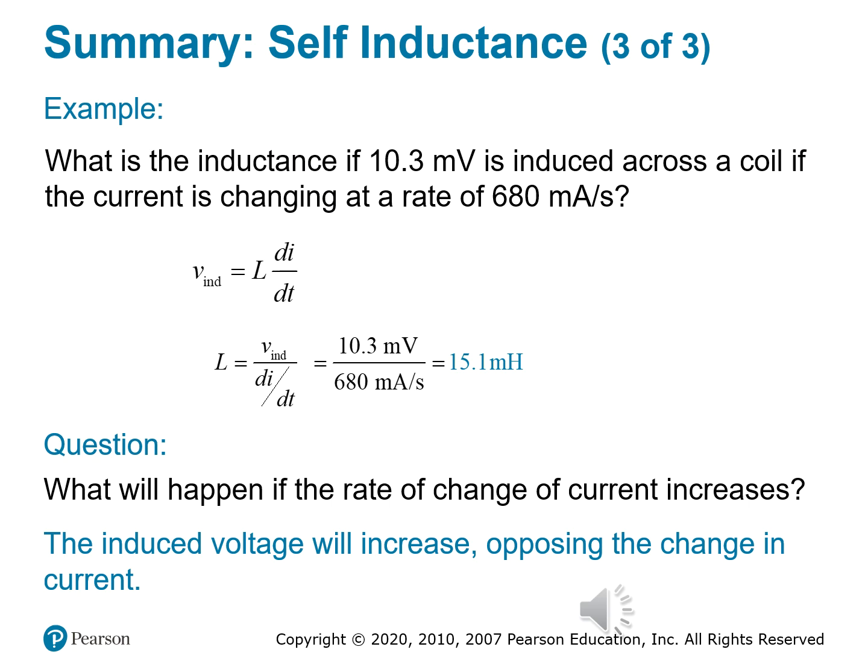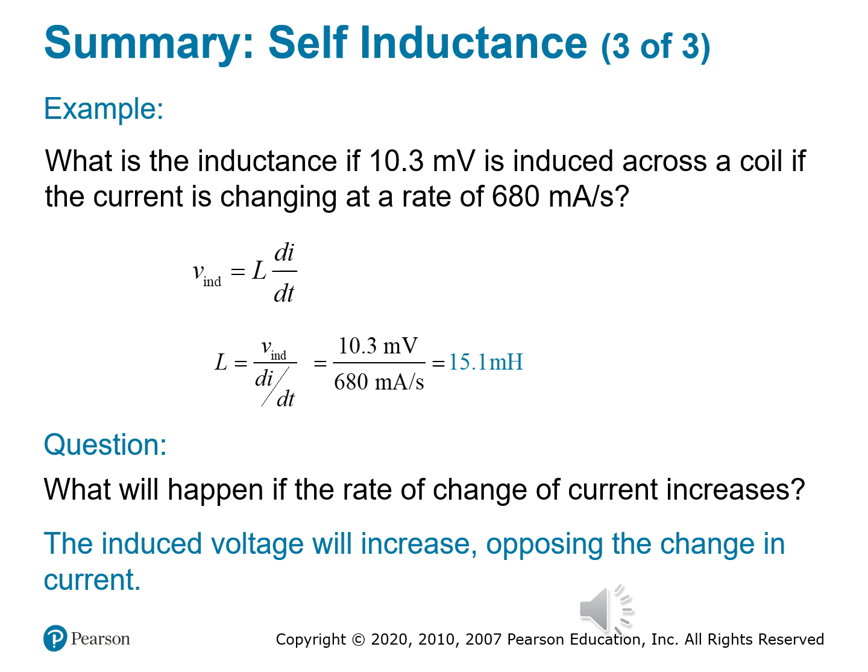So L is equal to 10.3 millivolts divided by 680 milliamps per second. That gives us 15.1 millihenries. So this coil has an inductance of 15.1 millihenries, a typical value for signal filtering or transient suppression.